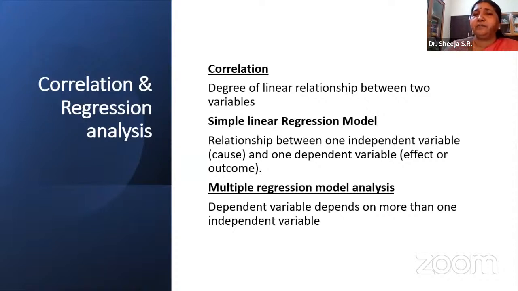Then we have the regression models. We can have simple regression analysis in which you are examining the relationship between one independent variable and one dependent variable. Unlike in the case of correlation, in regression analysis you have to distinguish between the cause and effect variable, or independent and the dependent variable, and you can examine the relationship. You can even use this regression model for making predictions also. Then multiple regression analysis is possible. If the dependent variable depends on more than one independent variable, you can use multiple regression models.